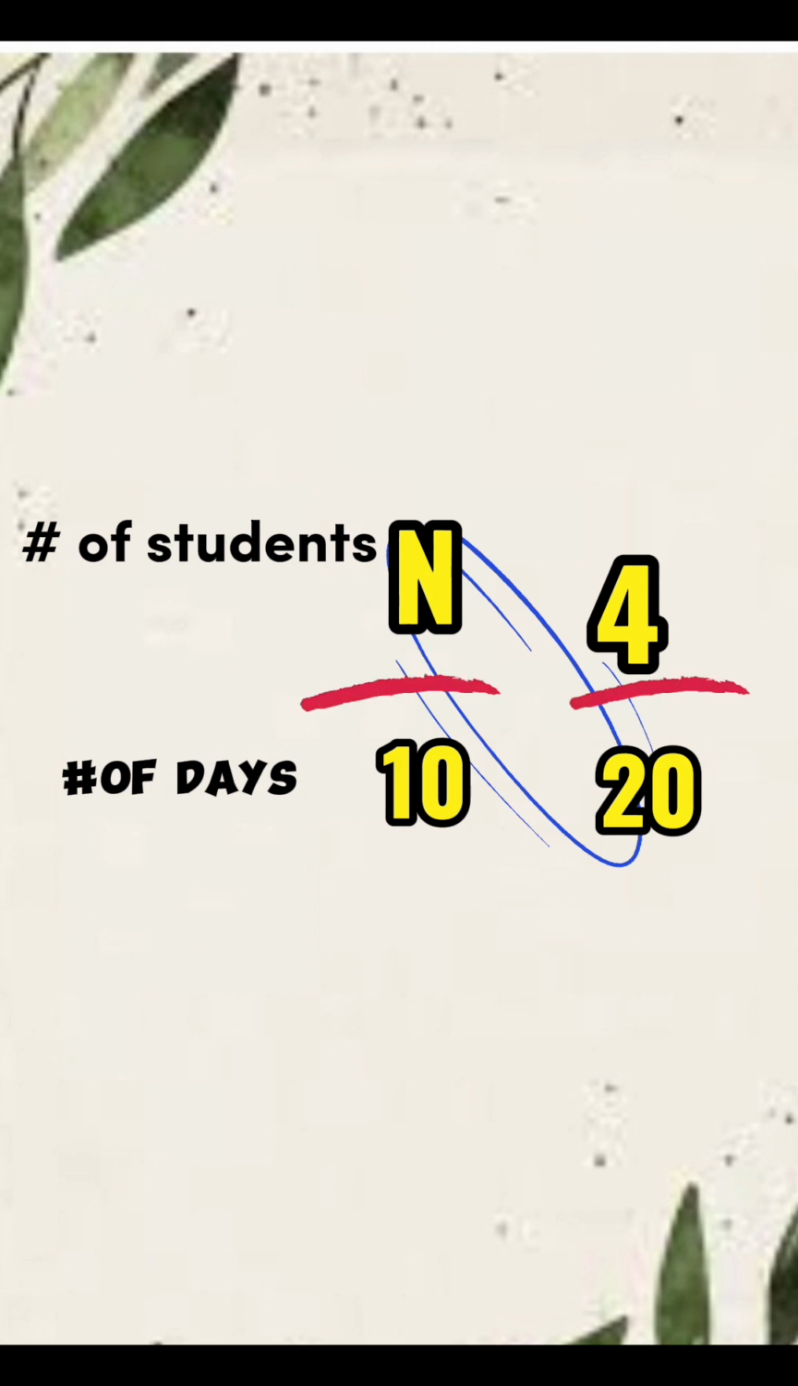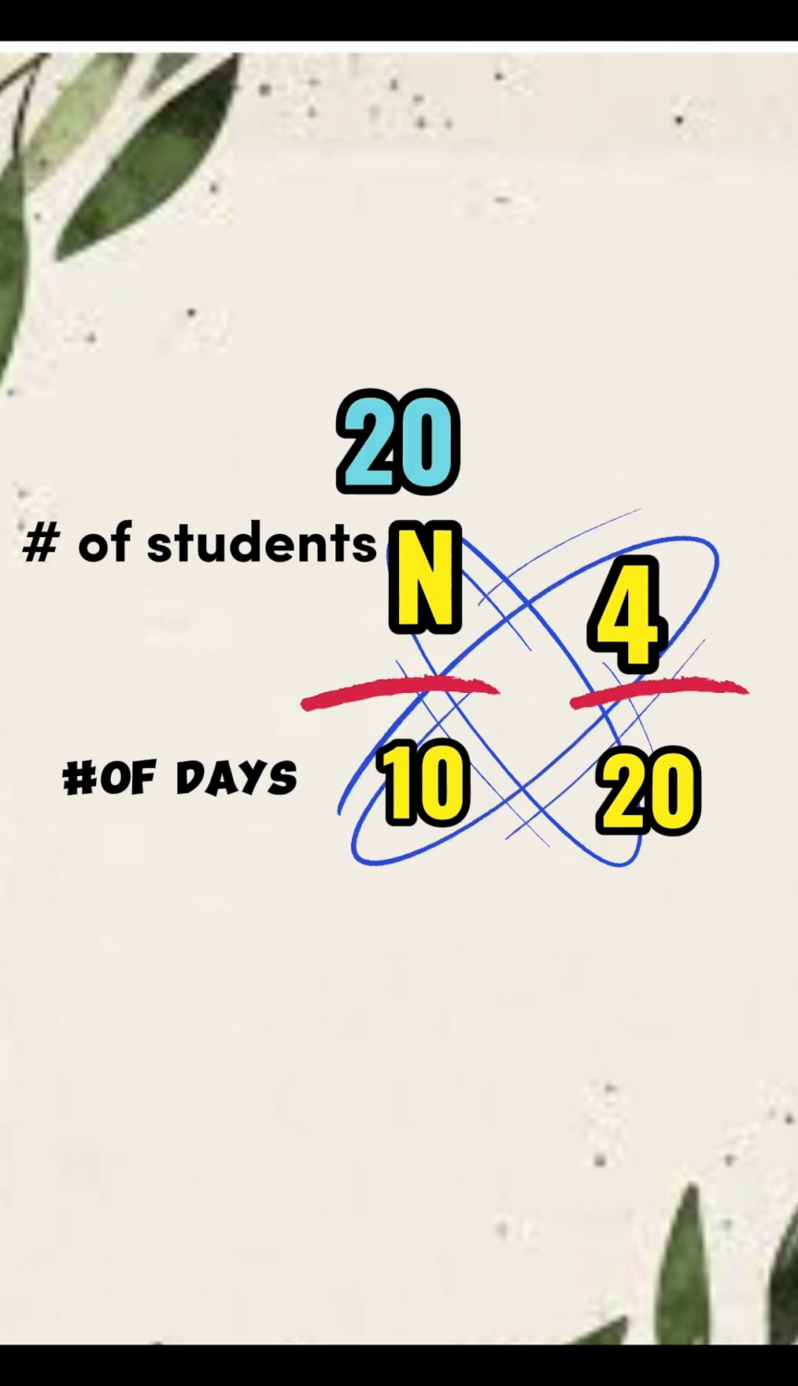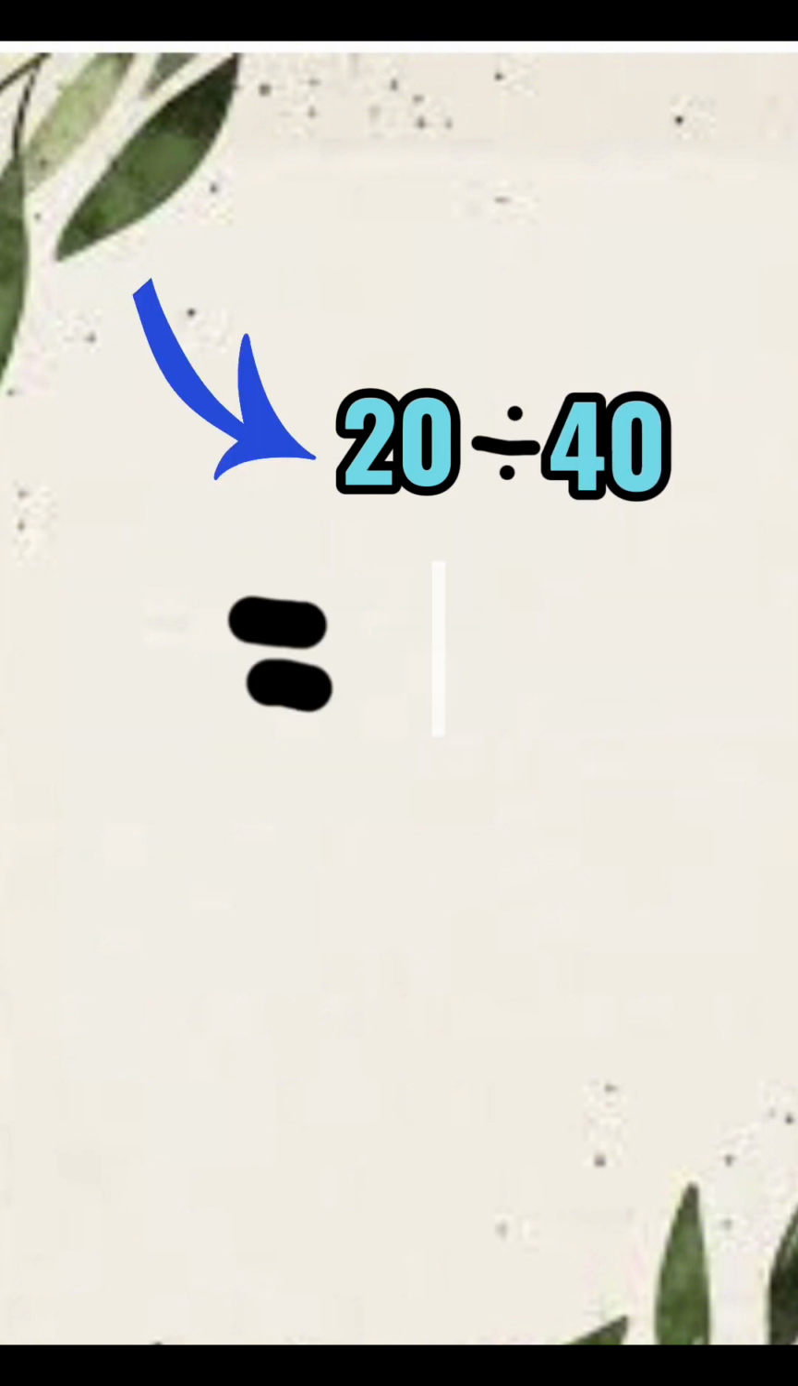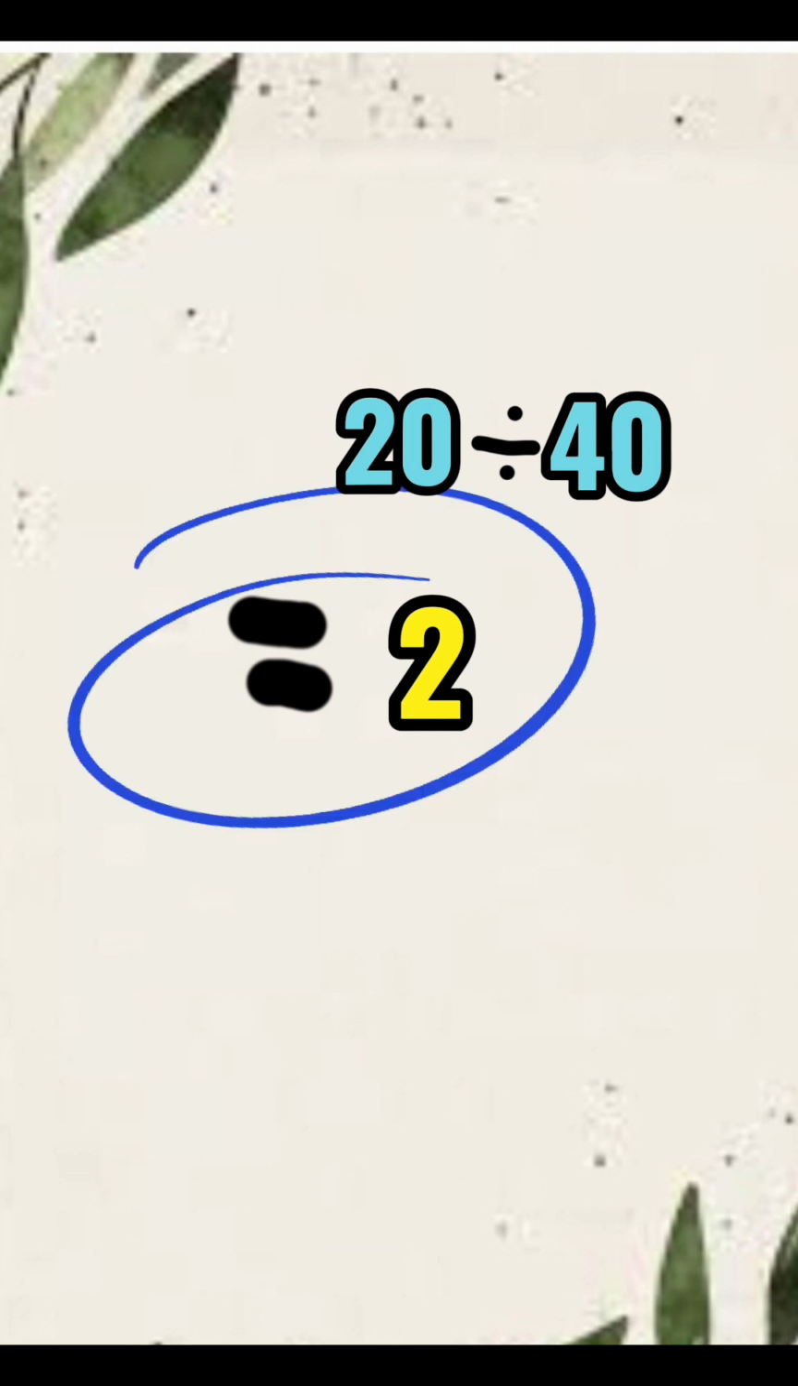n times 20 equals 20n. And 10 times 4 equals 40. And now, we are ready to divide. 40 divided by 20 equals 2. That means the 20 students can finish the project in just 2 days.